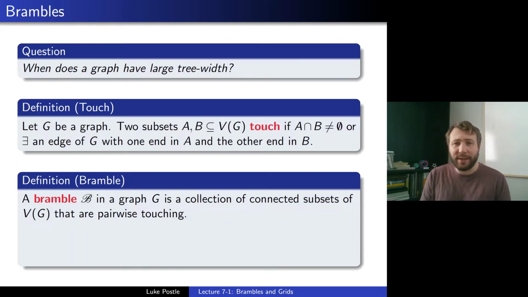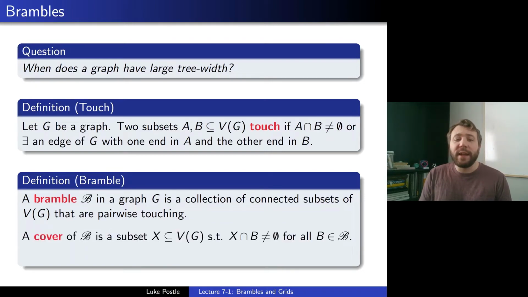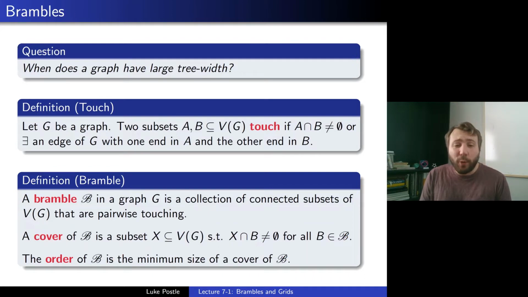So pairwise touching. Now we say a cover of this bramble is a subset X of the vertices of G such that X intersect B is non-empty for all B in the bramble. So if you make sure you cover all of the sets in the bramble, then we can define the order of the bramble as the minimum size of a cover of B. So that's a bramble, that's a cover, and that's the order.